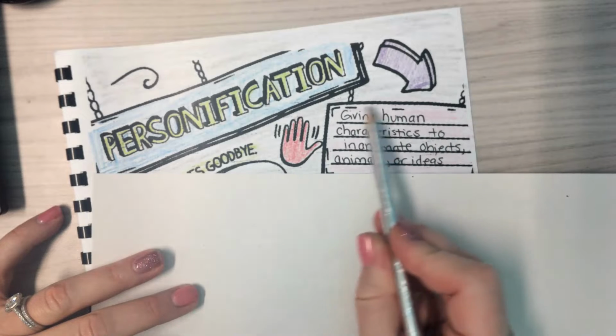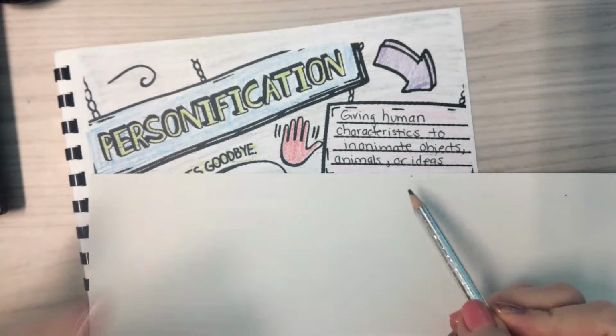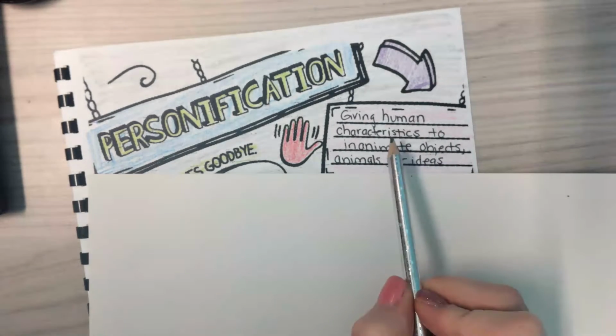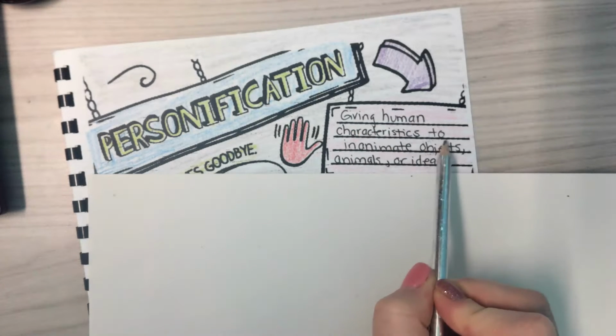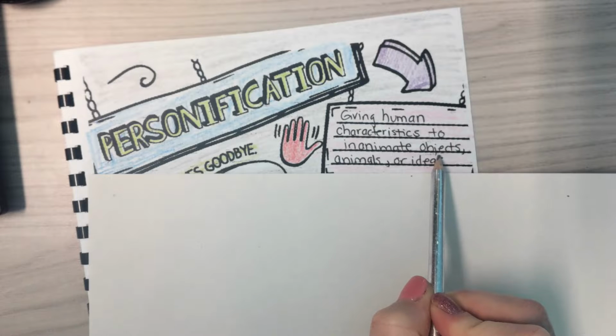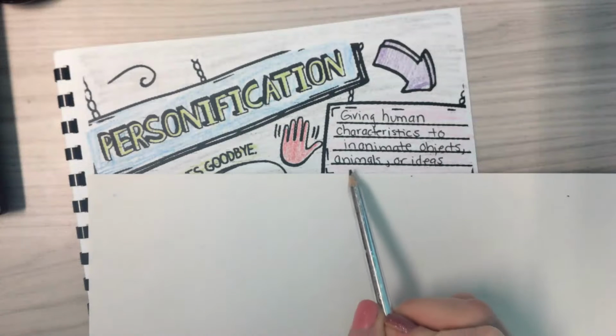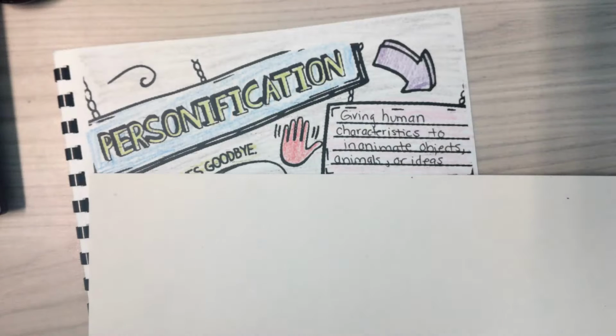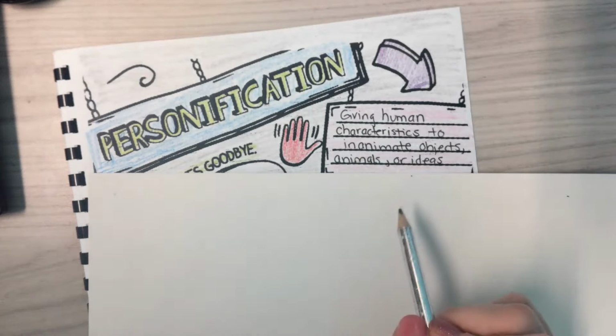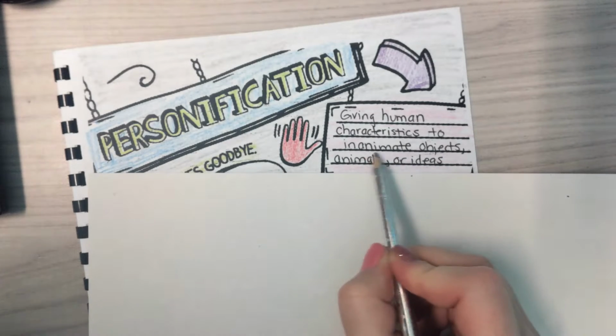I'm going to give you a moment to write this down before we explain it further, and I'll read it again. It's giving human characteristics to inanimate objects, animals, or ideas. Inanimate objects are things that aren't alive. They're not animated, right? They're not animated.